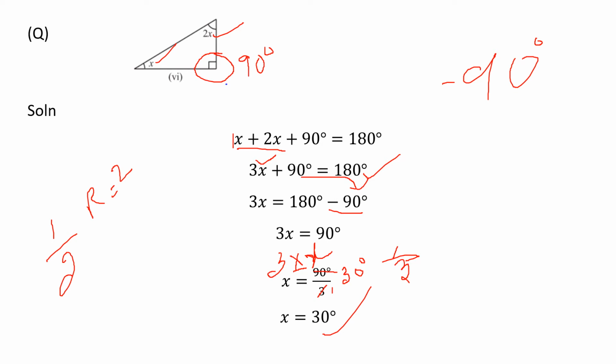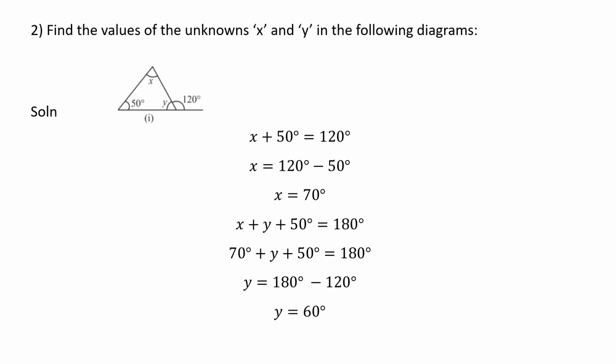Okay. Now let's see the next problem. So the next question is, find the values of the unknown x and y in the following diagrams. So here, can you see a triangle they have given? And here, what are the angles given, children? You can see the interior angles as well as exterior angles. So 120 is an exterior angle. And what are the interior angles? 50 degree, x and y are the interior angles.